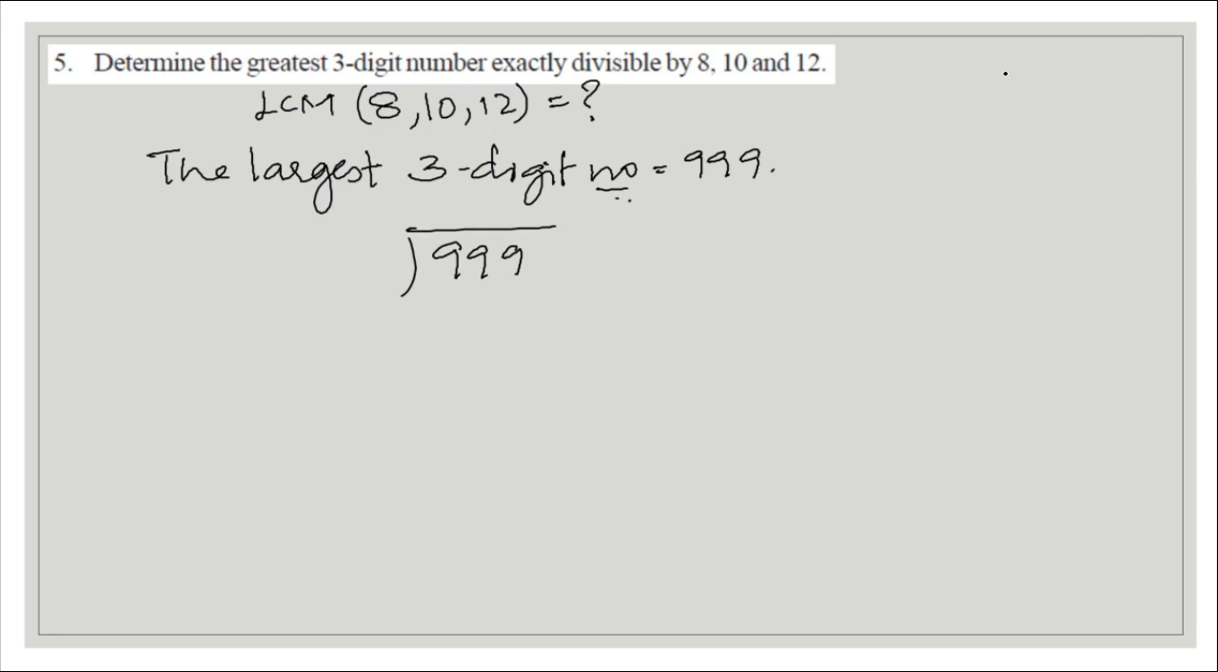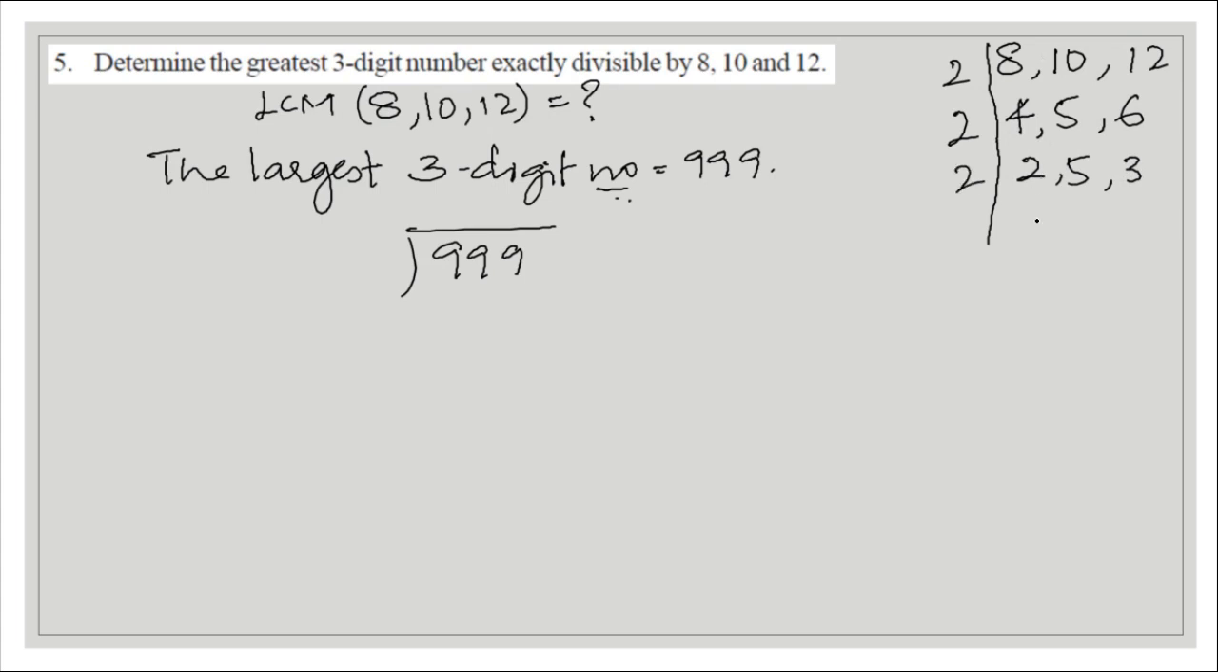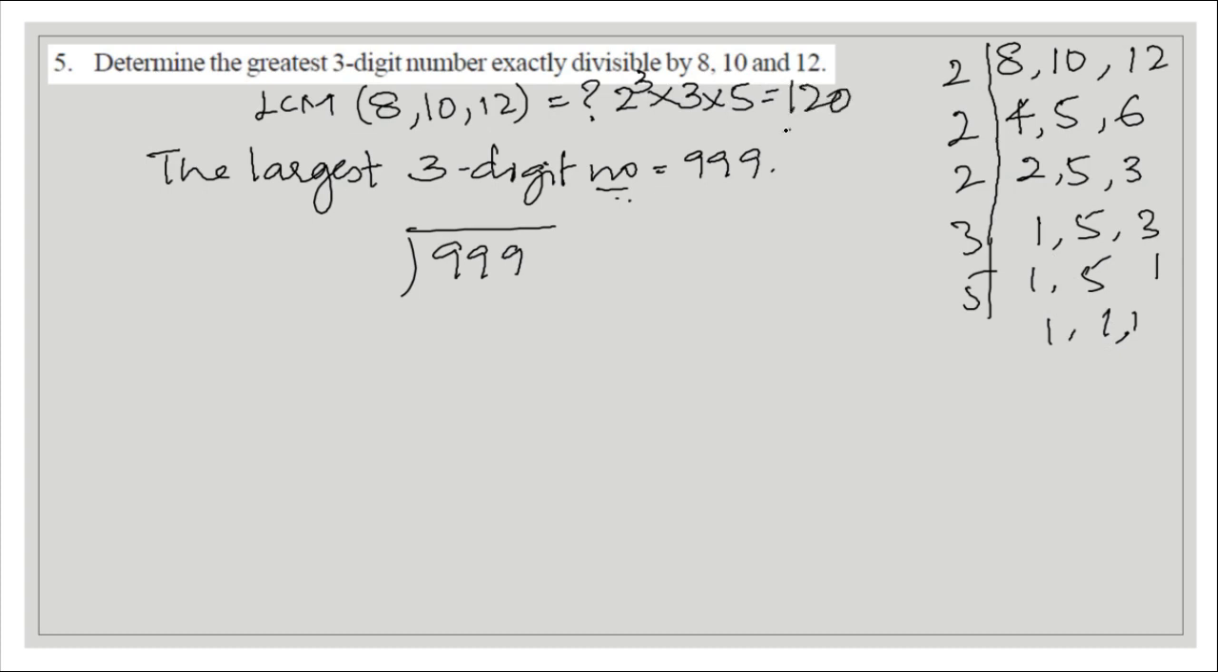So let me first find out the LCM. The LCM of 8, 10 and 12 has to be found. So 2 divides 8 4 times, 10 5 times and 12 6 times. Once again divide by 2. Once again divide by 2. 3 one time. So 5 one time. So the LCM is 2 cube multiplied by 3 multiplied by 5. We'll be getting it as 120.